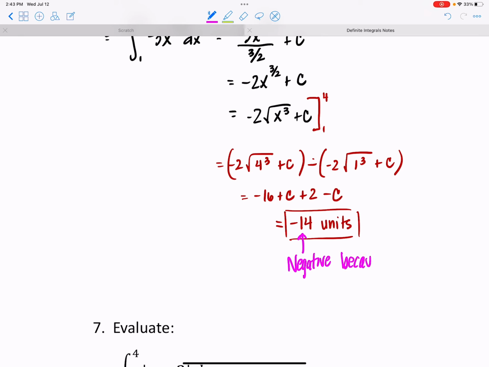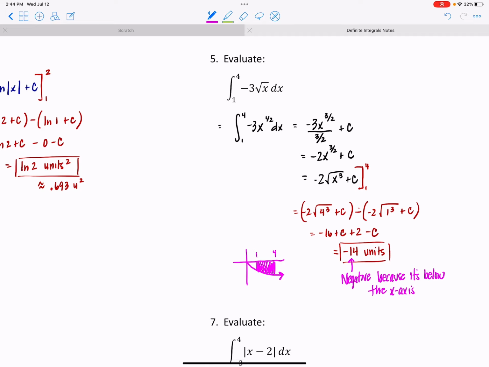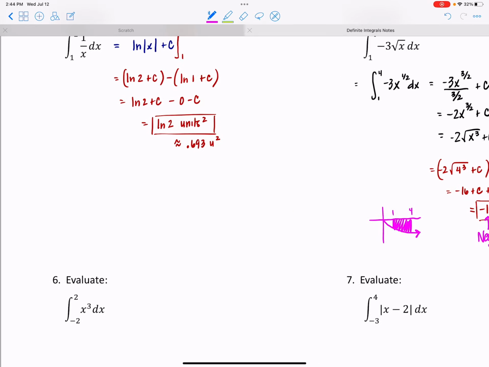And just put this note in. So sloppy, sorry. And if you want to sketch this out, that was terrible. So negative 3 square root of x looks something like this. And then from 1 to 4, right, this is the little area we're looking at. Again, below the x-axis is why we got that negative 14. Okay, so got that one almost done.